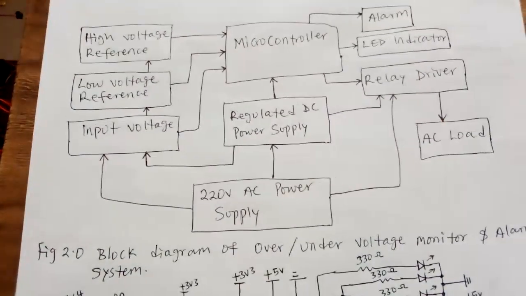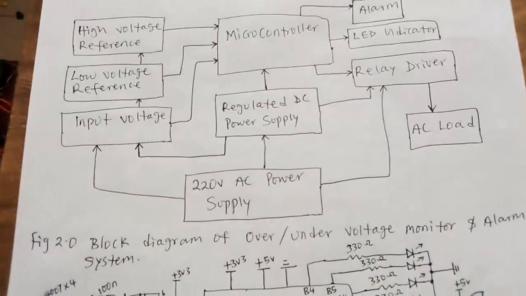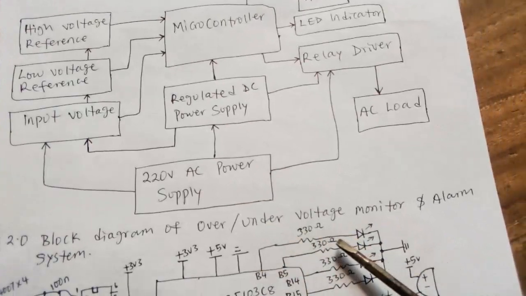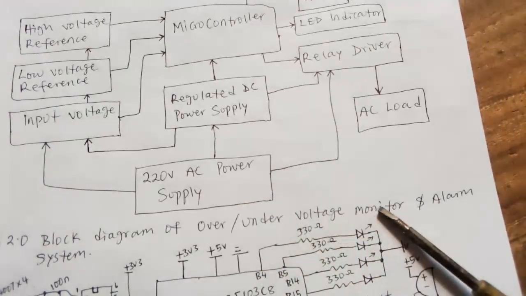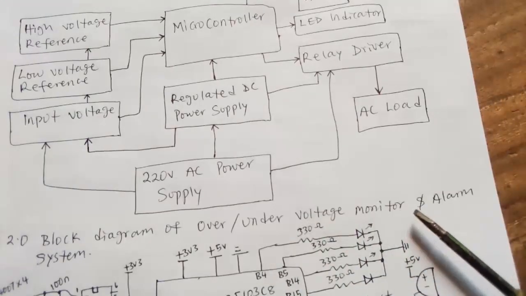This is the block diagram of the under voltage monitor and alarm system. Before we go into it, what is a voltage monitor? In this case, we are dealing with AC voltage here, 220 volts.